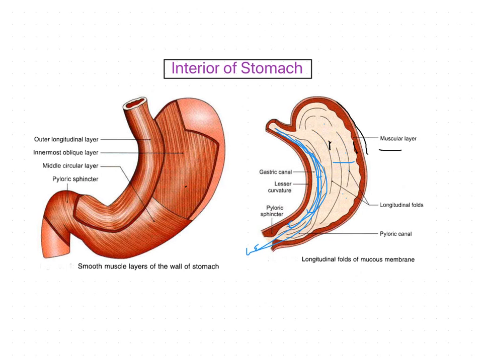Next, coming to the submucosal layer, the submucous coat is made up of connective tissue, and it also consists of arterioles and nerve plexus. Coming to the next layer, that is the muscular coat.